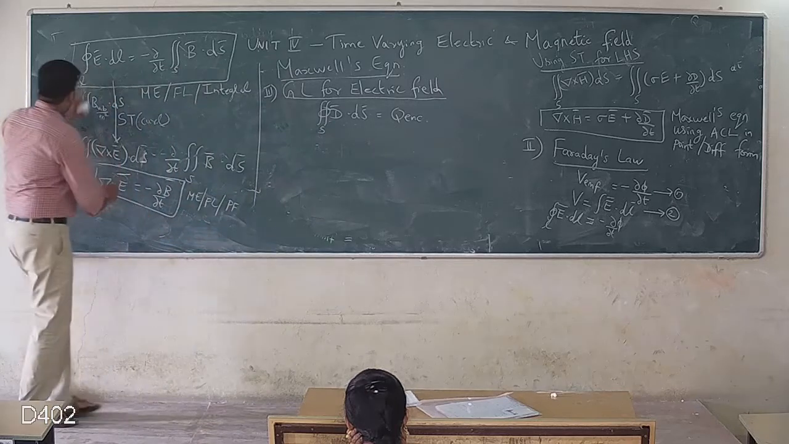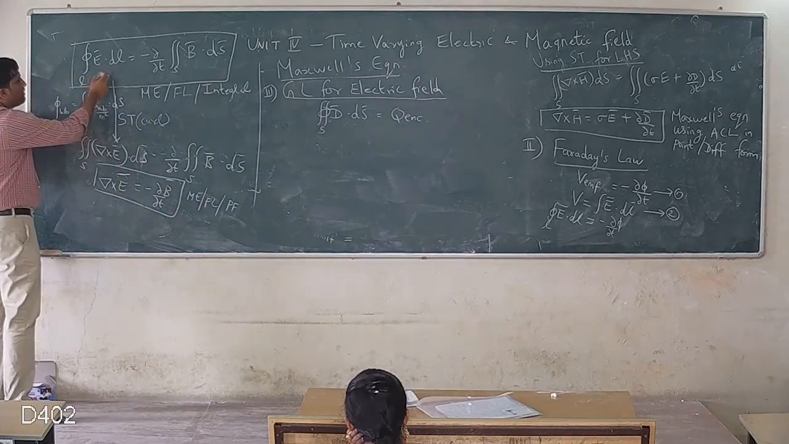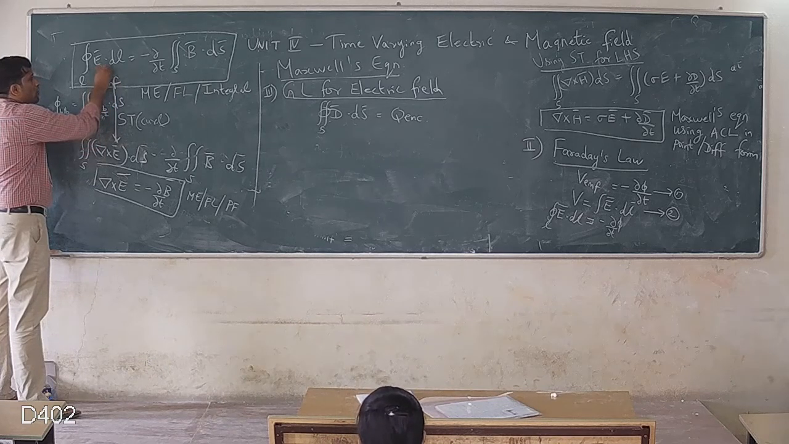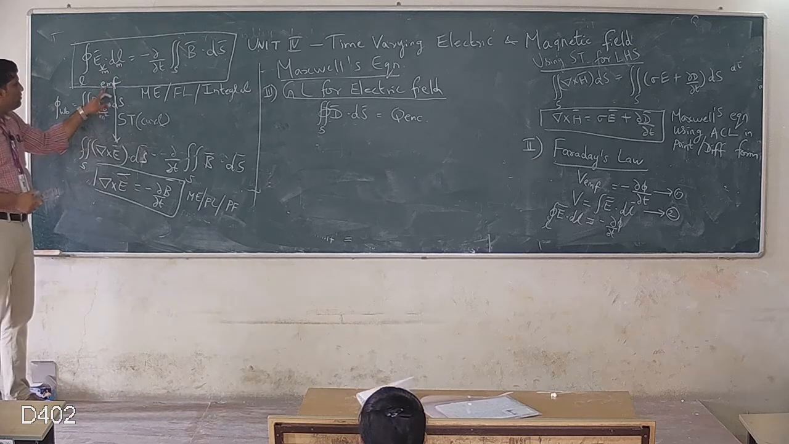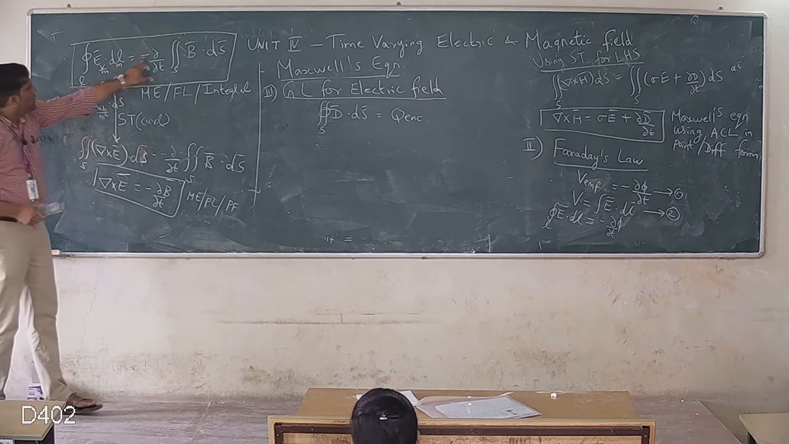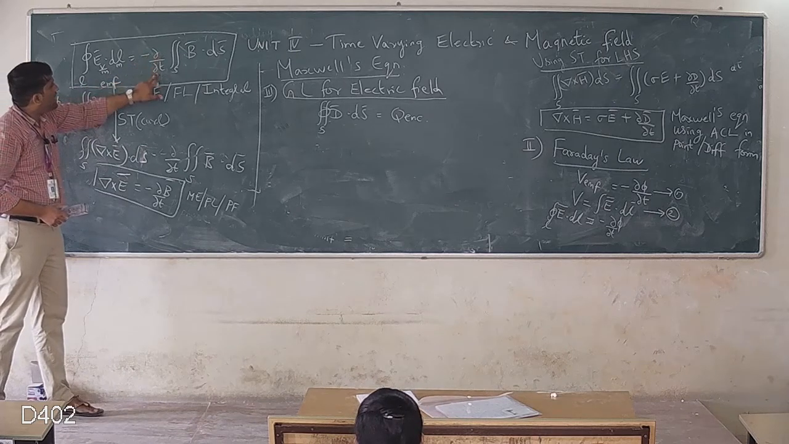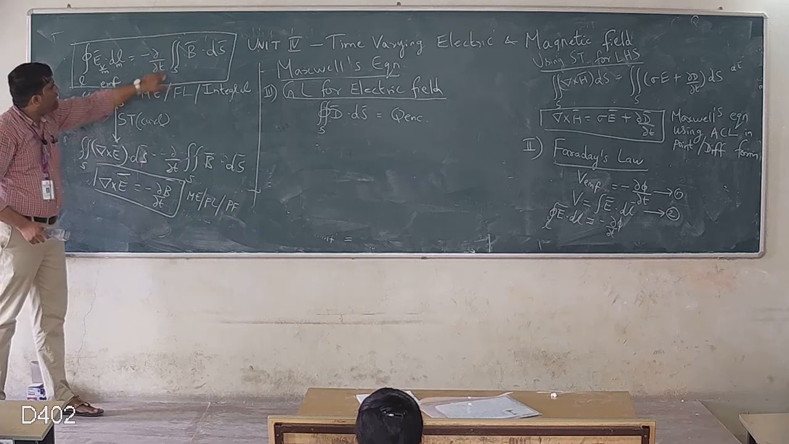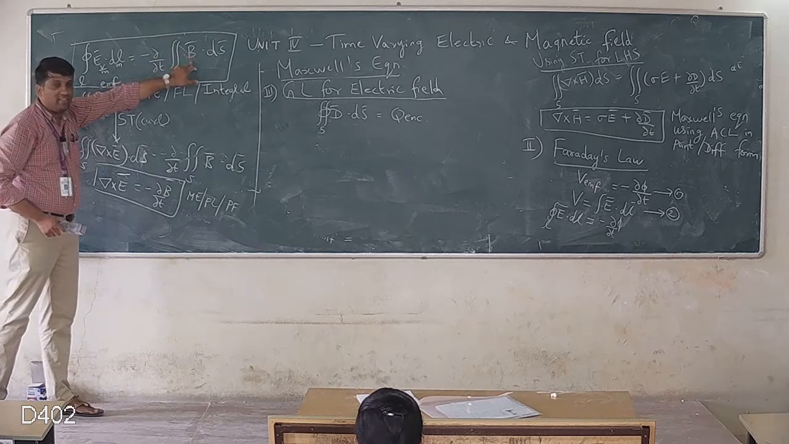For this equation, the definition, the statement is, it is EMF, electromotive force. E is volt per meter, dl is meter, it will become EMF. So the total electromotive force is equal to negative rate of change of magnetic flux. Negative rate of change of magnetic flux density.